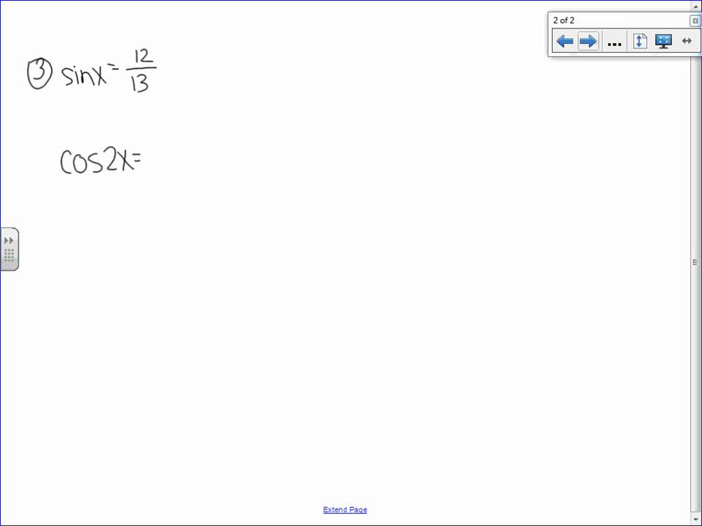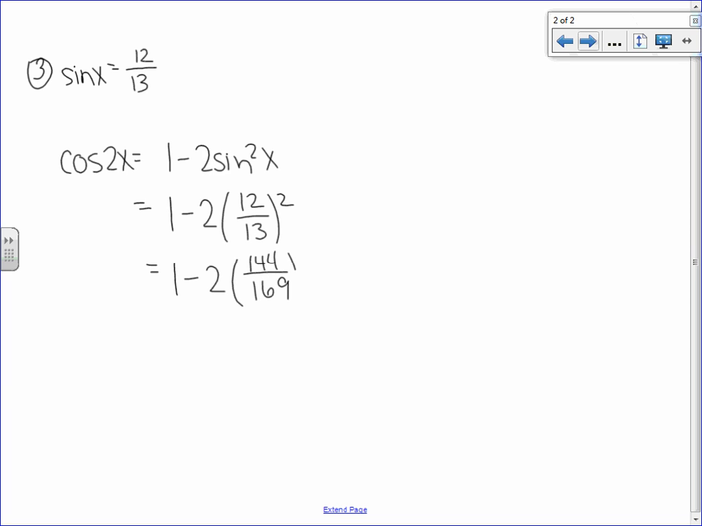All right, so looking on your reference sheet, we're doing the cosine of 2x, or 2a on your reference sheet. You have a lot of choices, but we're going to pick the choice that just has to do with sine because that's all I know. So this is going to be 1 minus 2 sine squared x. So this is going to be 1 minus 2 times 12/13 squared. 12 squared is 144, 13 squared is 169, I do believe. So then this is going to be 1 minus 2 times 144 gives me 288 over 169. And 1 minus 288 divided by 169 as a fraction will give you negative 119 over 169.